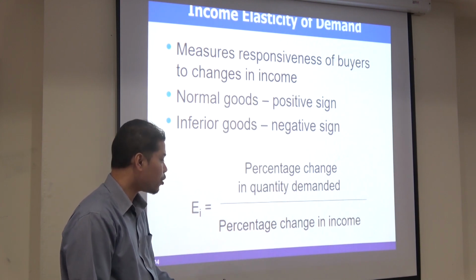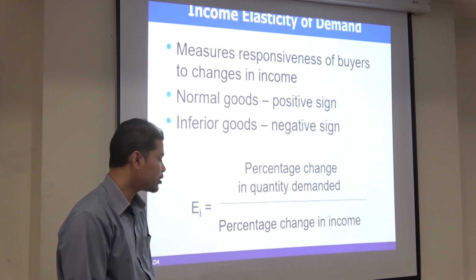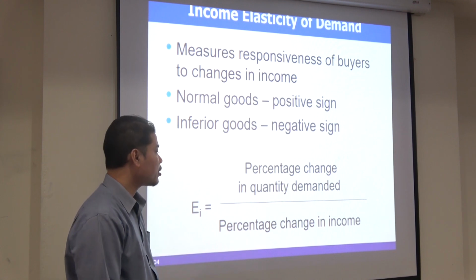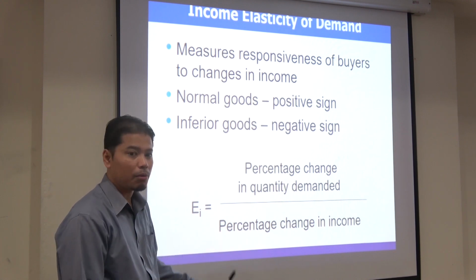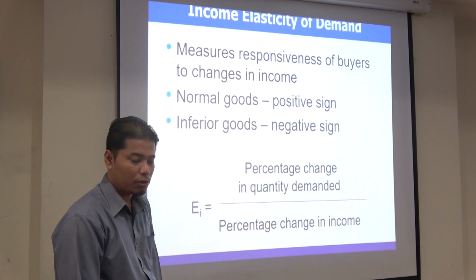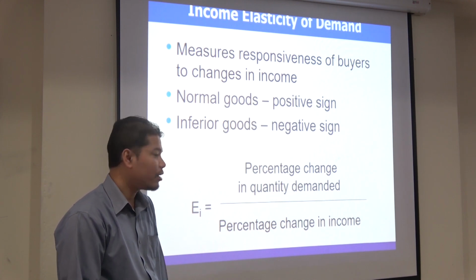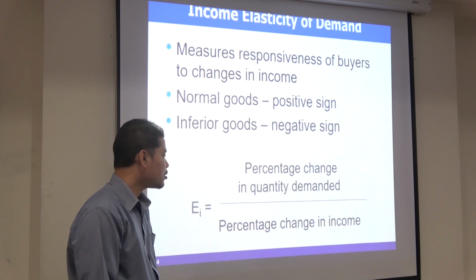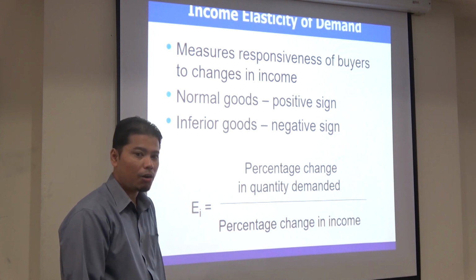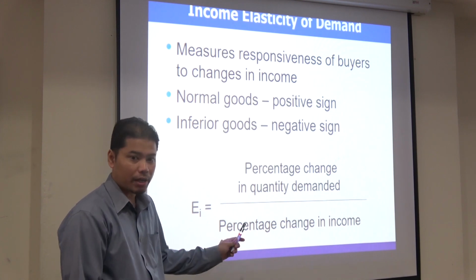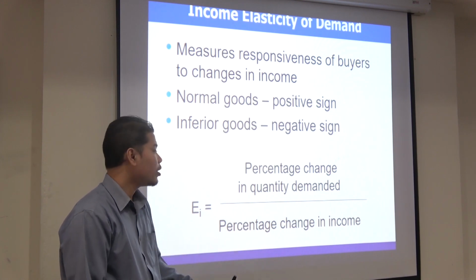If the relationship is positive, in other words, if income increases, you buy more of that product, then we can conclude that the product is a normal product. Most of the time, products are considered to be normal products. However, there are a small number of products which are considered to be inferior products.